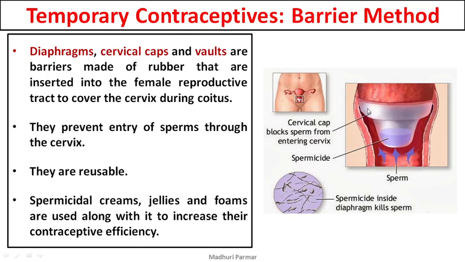Certain spermicide creams and jellies are also used along with these cervical caps, diaphragms, or vaults. As I told you, they are just different shapes and different types of the same thing, which is basically blocking the cervix.